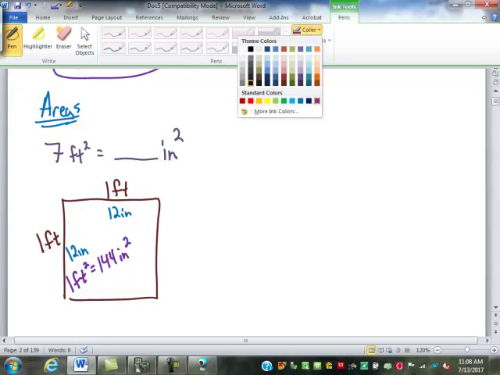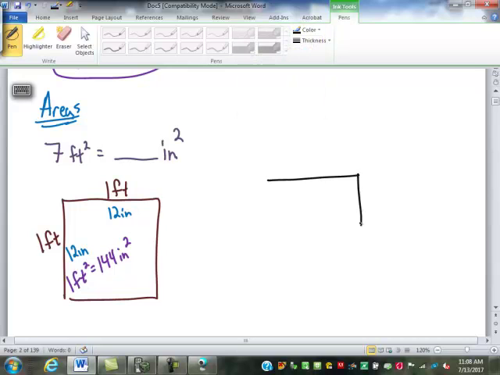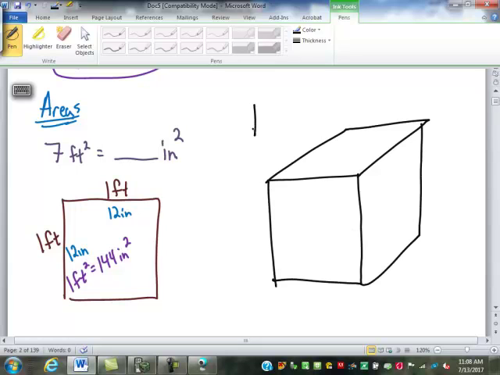For volumes, one cubic foot is 1 foot by 1 foot by 1 foot. That's 1 cubic foot.